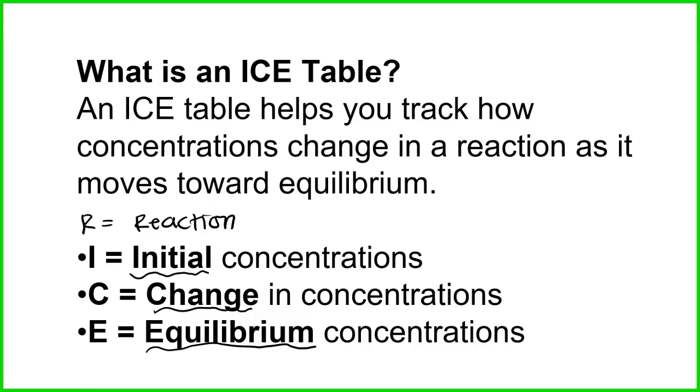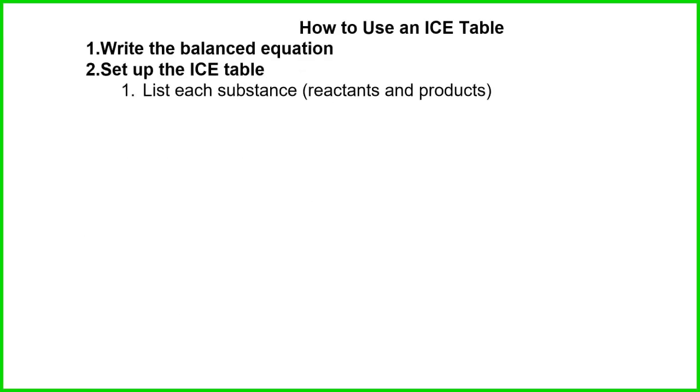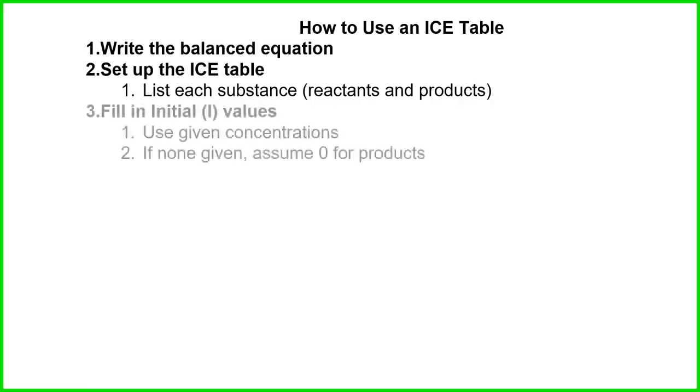How we're going to use an ice table is that we have to start with a balanced equation always. And then we'll set up the table. We're going to list each substance, the reactants, and the products. We're going to fill in the initial values, which are generally told to you. We're going to use the given concentrations, and if none are given, assume 0, especially for the products. Meaning we're just starting with reactants, they haven't started reacting yet, so we don't have any product.